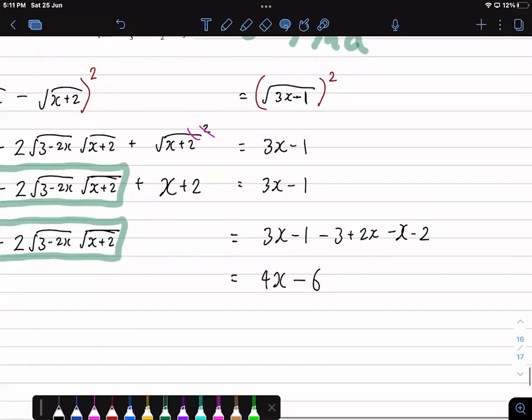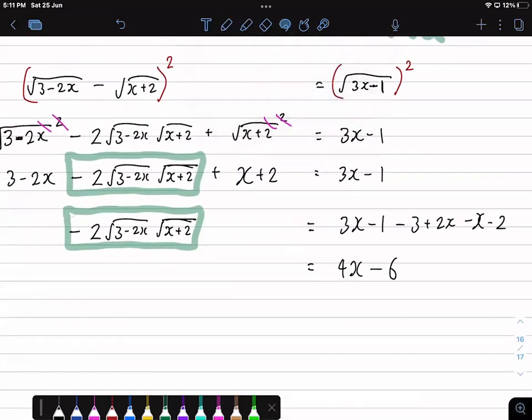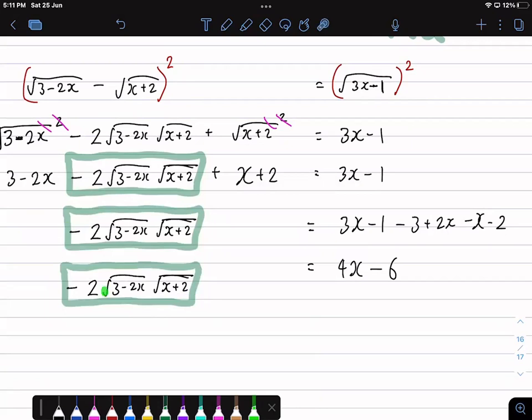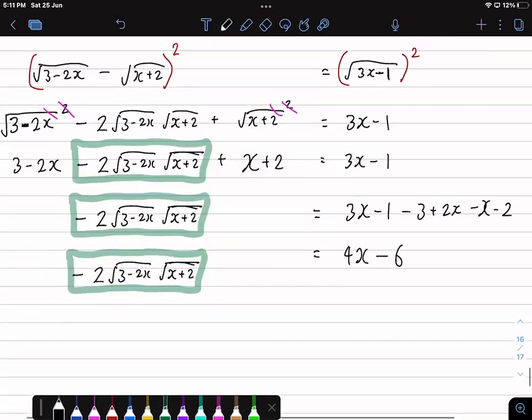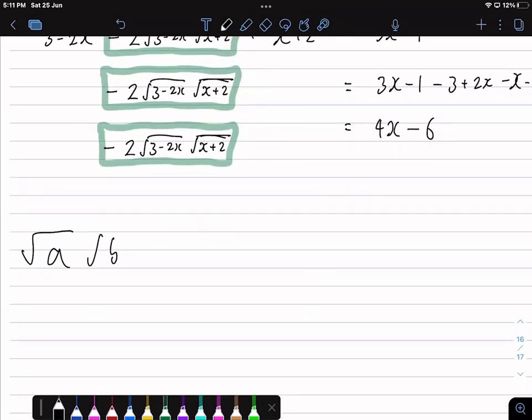Okay, good. Now we have the left-hand side. Let's just copy down again to make it neat. What do you realize? You realize there's a square root times a square root. What do you have when you have square root a times square root b? It can just equal to square root a times b. Okay, good. But let's not multiply it first.